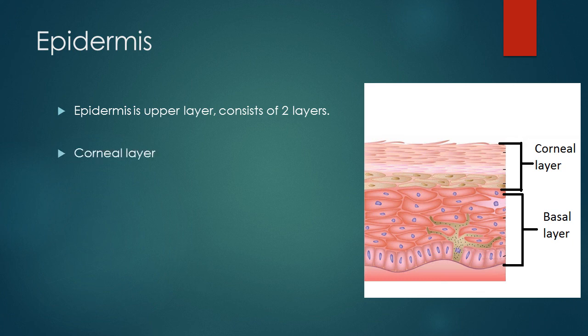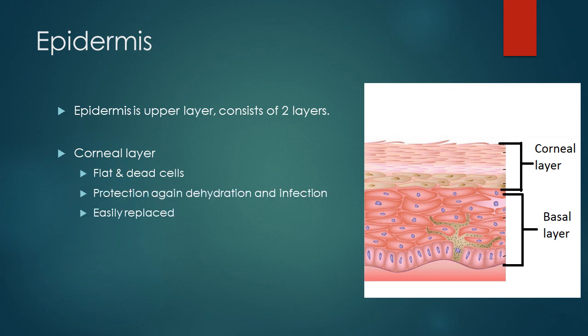It consists of flat and dead cells. These flat and dead cells have the function to protect you. This is to protect the cells from drying out and from infection. For example, a bacteria needs a living cell to reproduce in. So when it touches your skin, it will make contact with the corneal layer, but those skin cells are not alive anymore, so it won't have any nutrients to reproduce in, so it's no problem. So it protects you from dehydration and infection.